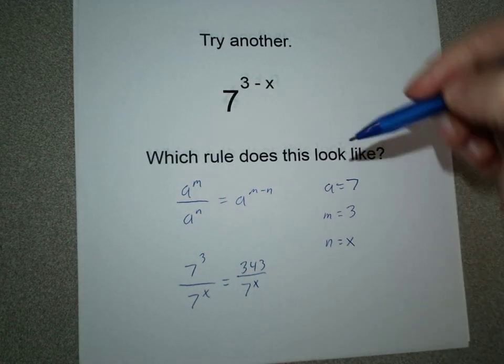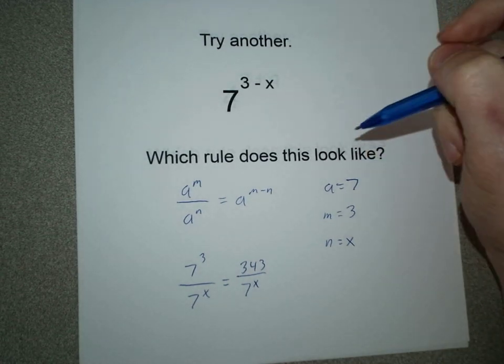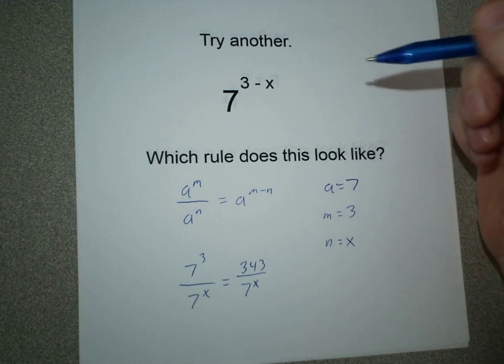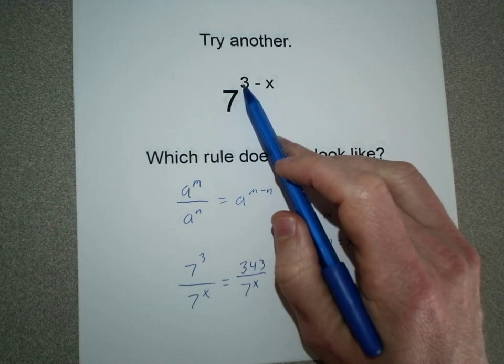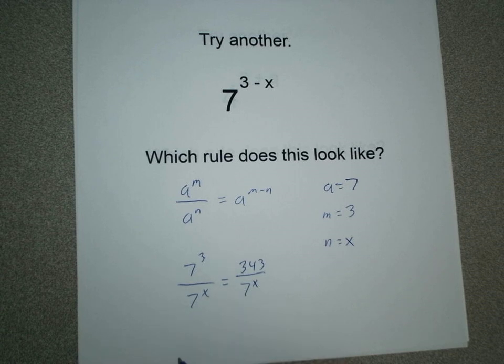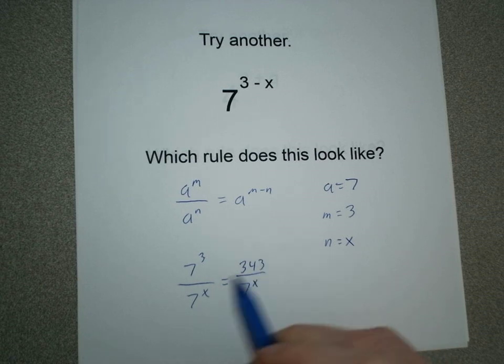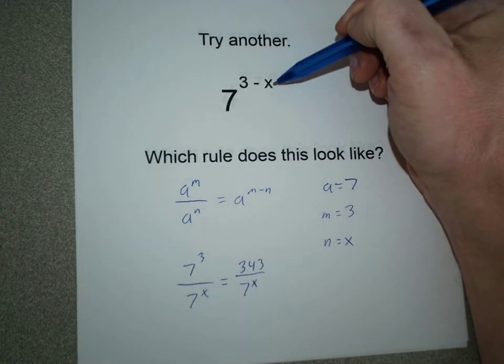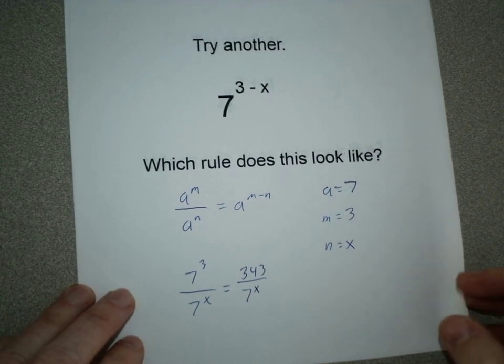So in this case, there's only 2 alternative forms that are reasonable right now. So you could say that 7 to the power of 3 minus x could be 7 cubed over 7 to the power of x, or could be 343 divided by 7 to the power of x. These two are both equivalent to 7 to the power of 3 minus x.